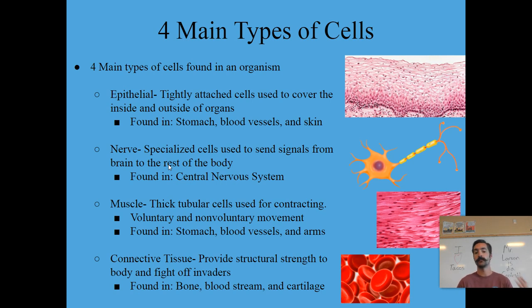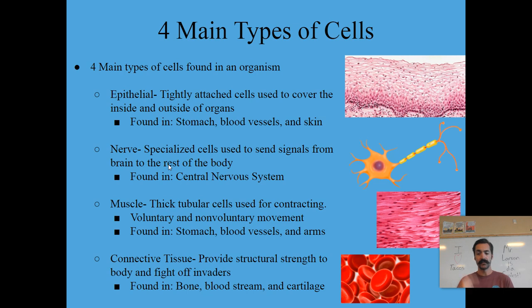Another main type is a muscle cell. These are thick tubular cells used for contracting. There are about 3 or 4 different types of muscle cells, those that are voluntary and non-voluntary movements. So if I want to move my hand, my brain is telling my arm to move in a weird motion. If I want to wave, say hi to everybody, that is a voluntary movement. So the muscles in my wrist are what are creating that motion.